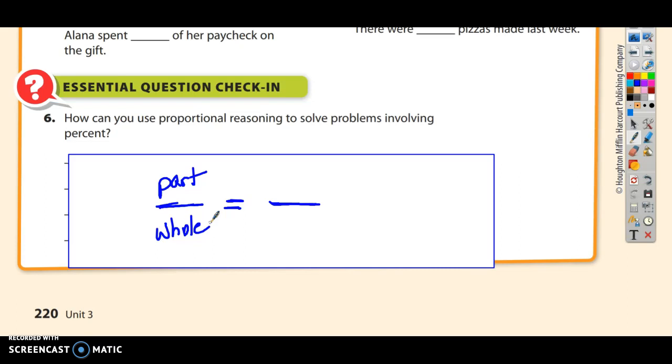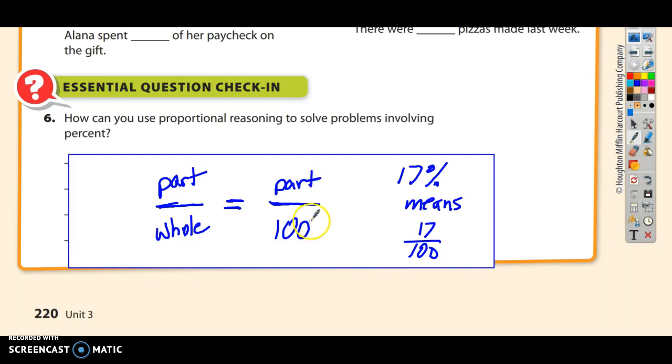And then the other number is going to be the percent. And if they give you a percent sign, you're going to write it out of 100. And whatever the percent sign is, like let's pretend it was 17%, 17% means 17 hundredths. So whenever they give you a term that looks like this, you need to set it up as the part over 100. This is the percent right here. And this is the whole.